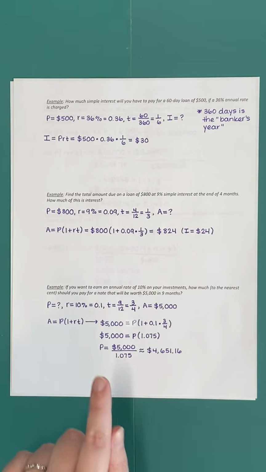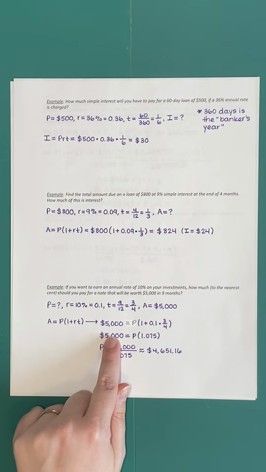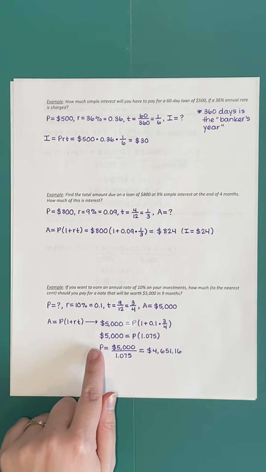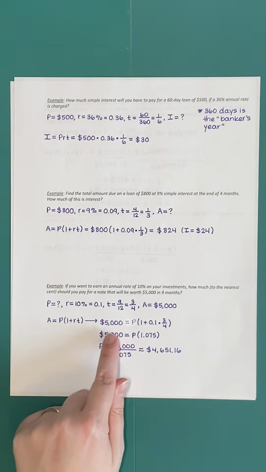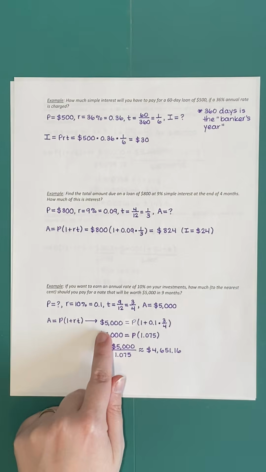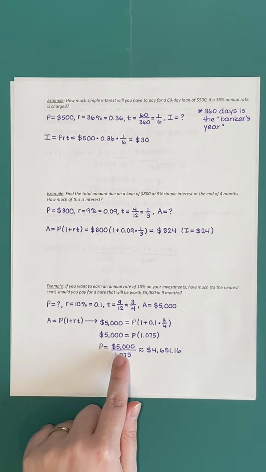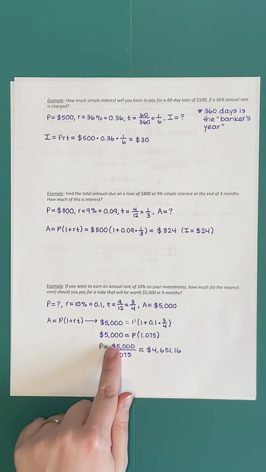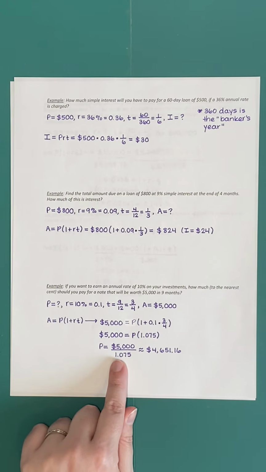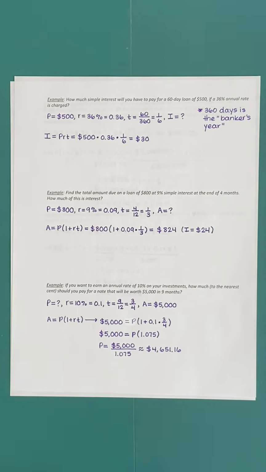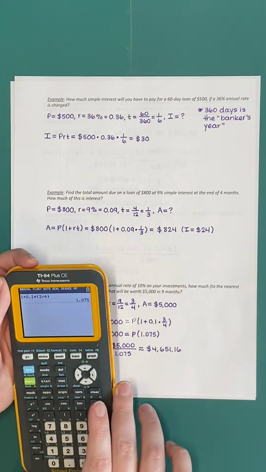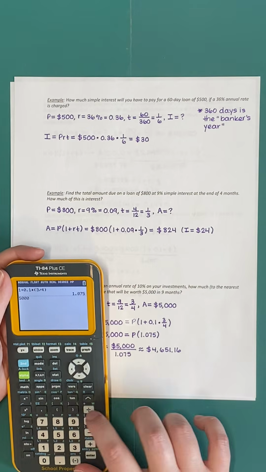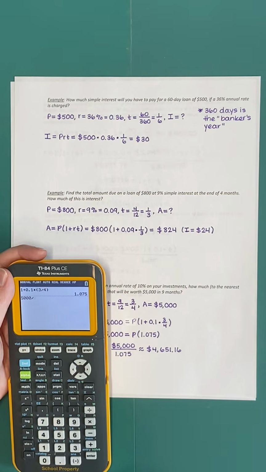Whatever I do to one side, I have to do to the other side in order to keep the equation in balance. Once P is isolated, I'm going to have P equal to $5,000, which is on the other side, divided by that number I moved over. So P is going to be $5,000 divided by 1.075. I'm going to plug that into my calculator. So 5,000 divided by, now let's pause here for a moment.